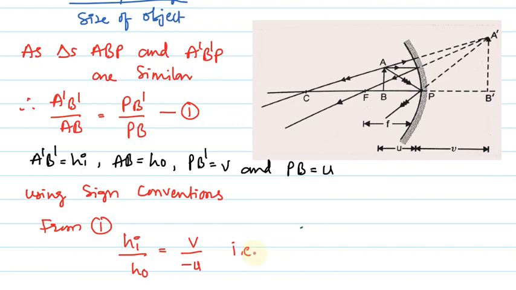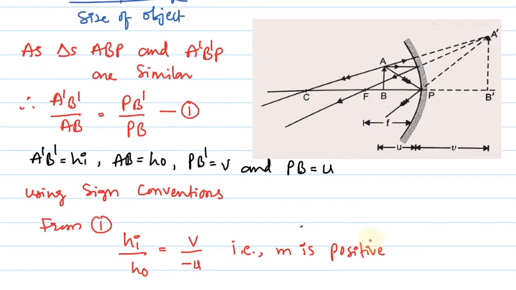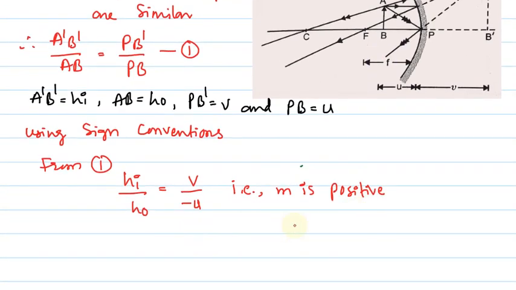That is, m is positive when a concave mirror forms virtual image. When a concave mirror forms real image, m is negative. So the expression remains the same. So I can write m is equal to HI by HO, that is equal to minus v by u.